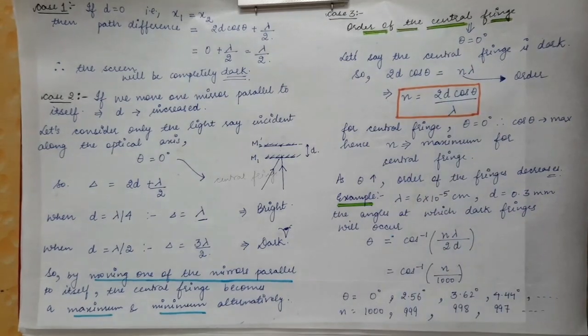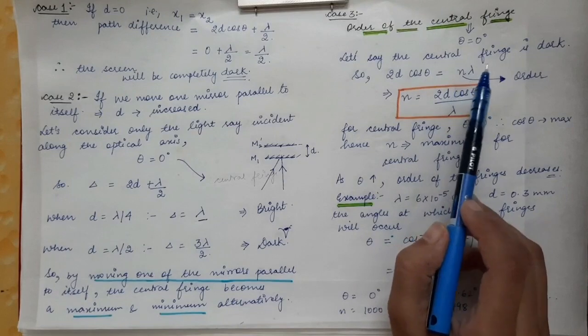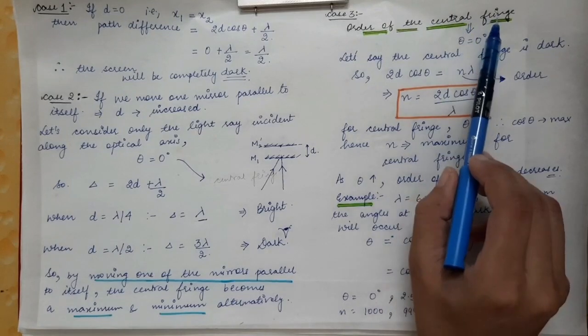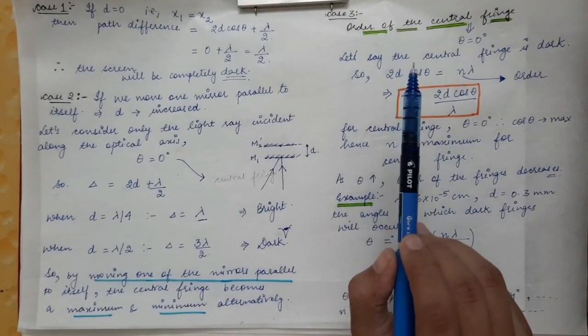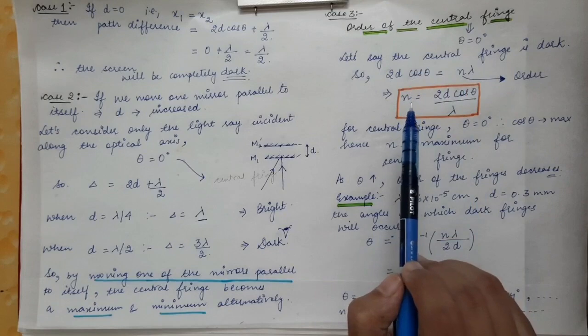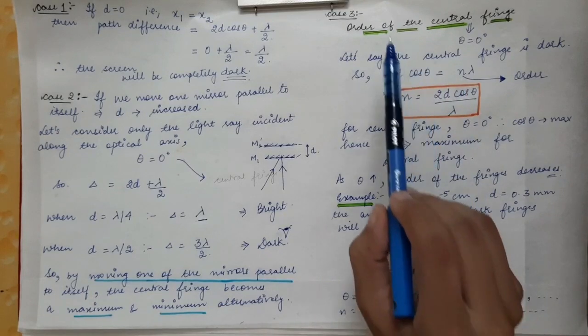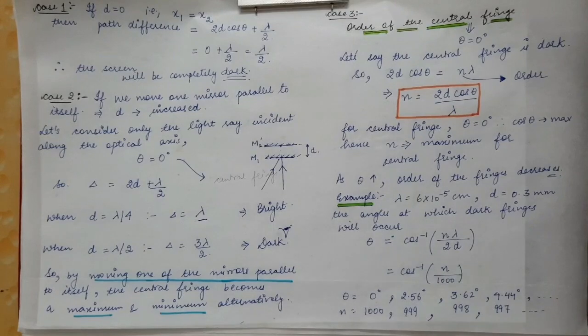In the previous experiments, for example Young's double slit experiment and Fresnel biprism, the value of small n was equal to 0 for the central fringe. So the order of the central fringe in those experiments was 0. In the Michelson interferometer this is not the case, and we will see what the order of the central fringe is in the Michelson interferometer.